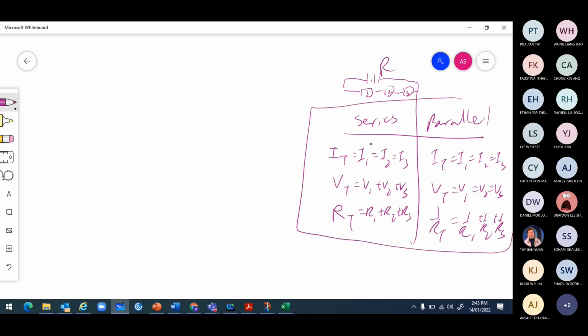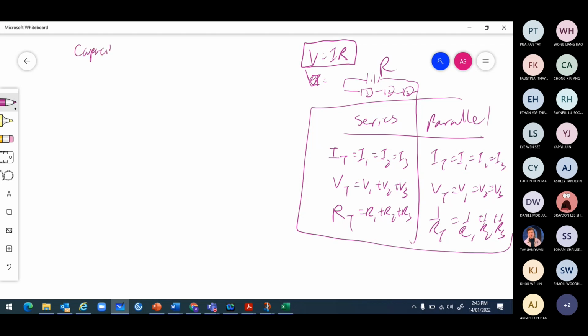These equations are derived based on V equals IR. So this equation is V equals IR. Now we come to capacitors.